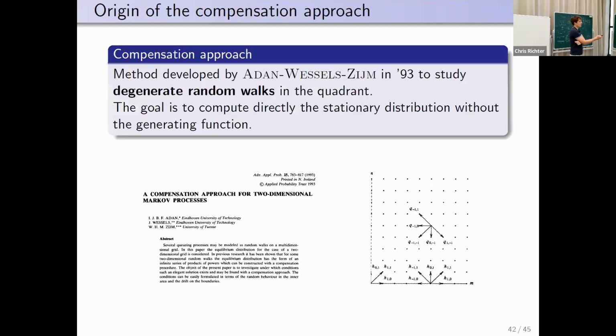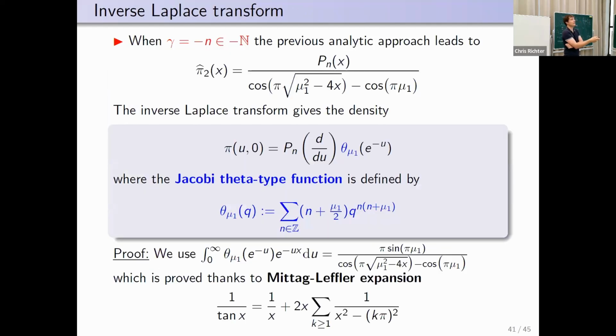Now when gamma is a negative integer, you get this formula, which is the polynomial divided by the cosine. This is where the cosine comes from. And the square roots here come from the fact that we had x of s, which is s times something like that. So if you take s, x is a square root of s. And if you can invert the Laplace transform, I just want you to know that it's linked with some theta function, which is here.